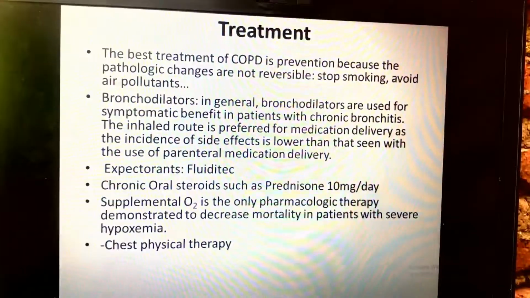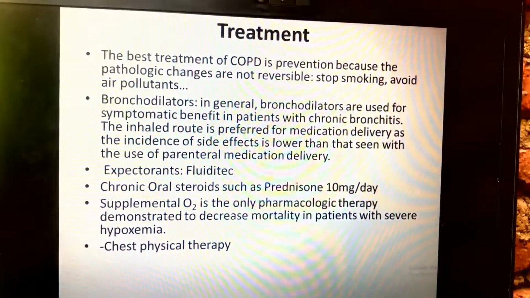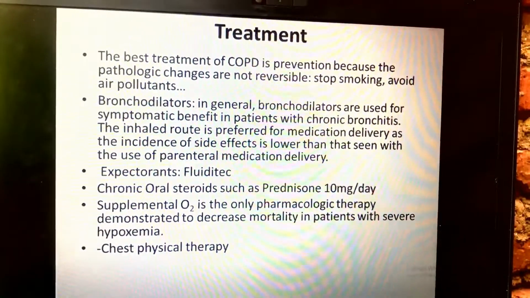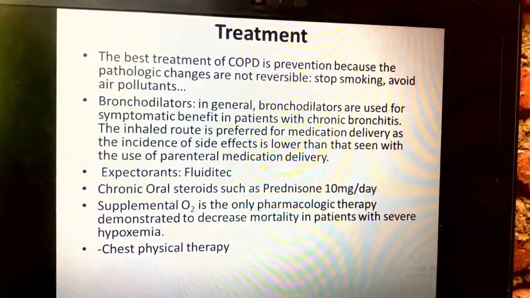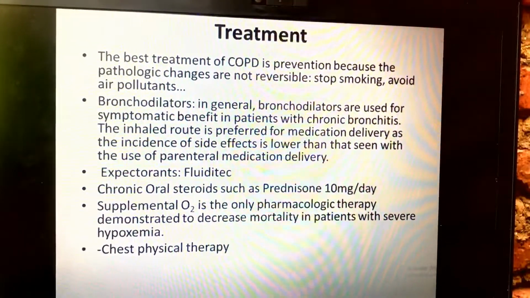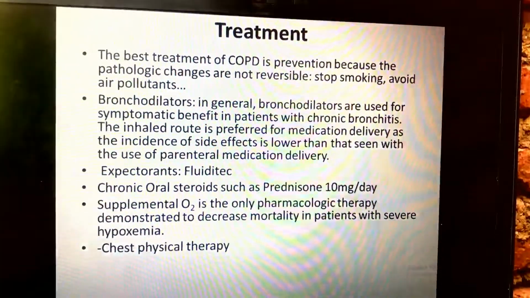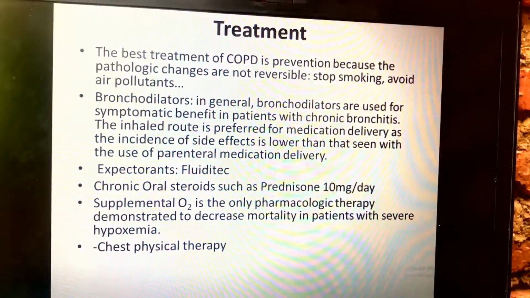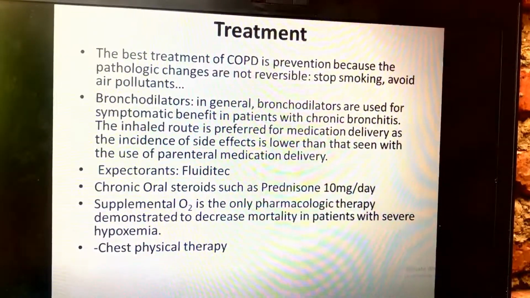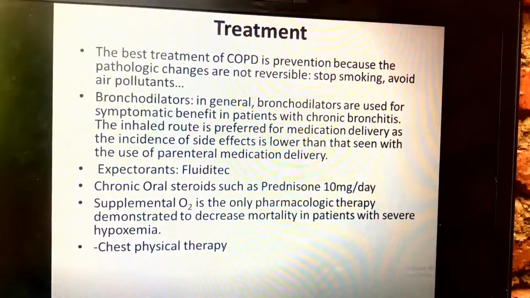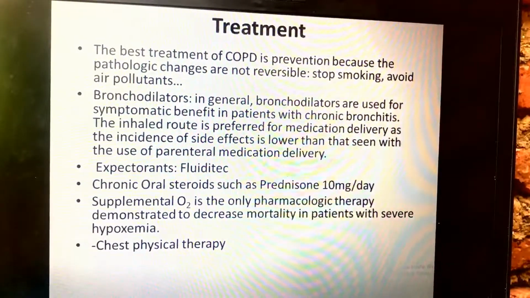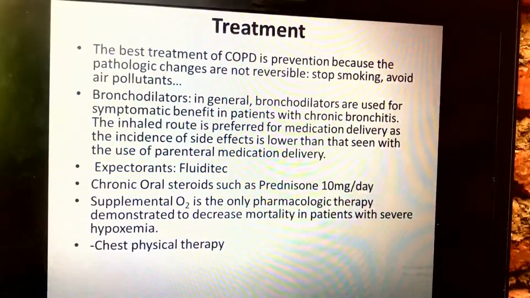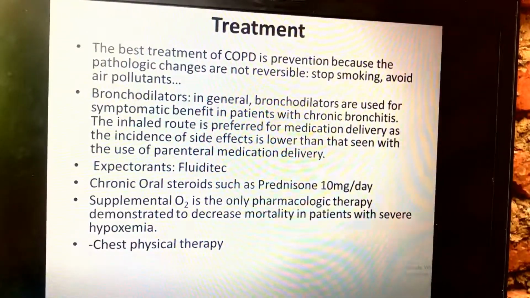Well, but in the case of disease, we will administer bronchodilators. In general, bronchodilators are used for symptomatic benefit in a patient with chronic bronchitis. The inhaled route is preferred for medication delivery as the incidence of side effects is lower than that seen with the use of parenteral medication delivery.